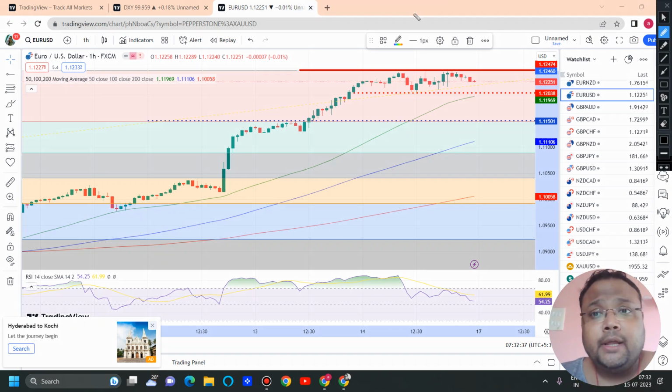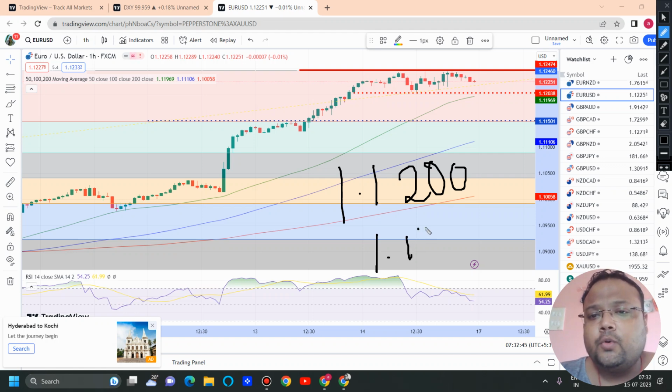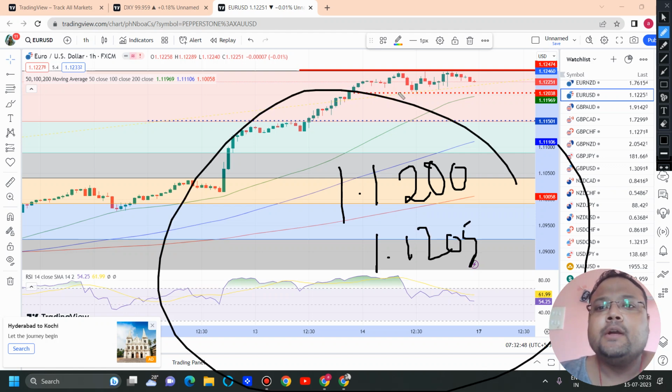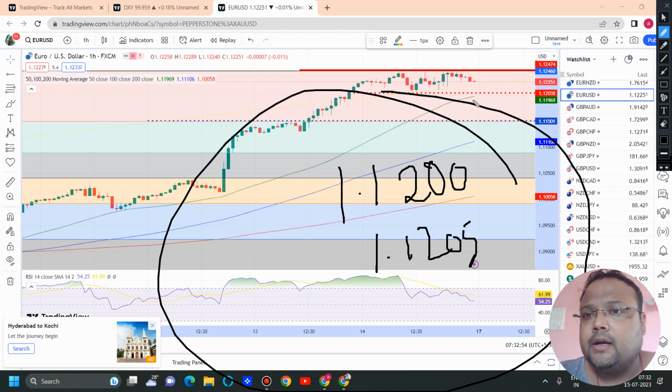After the market opening on Monday, if you see that Euro Dollar is going down, your first level will be 1.1200 to 1.1205. This will be the first level where you need to observe the market, because we have the 50 moving average here, which will be working as the dynamic support. Along with that, we also have previous price rejection around this area.